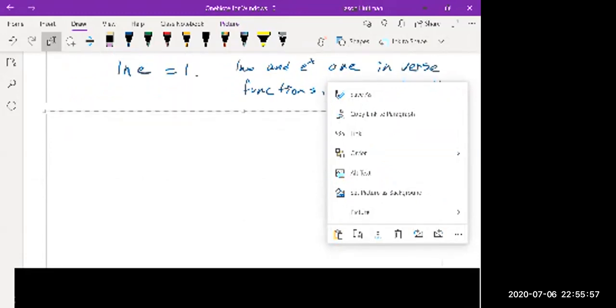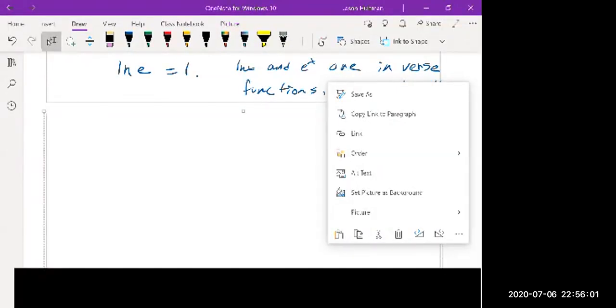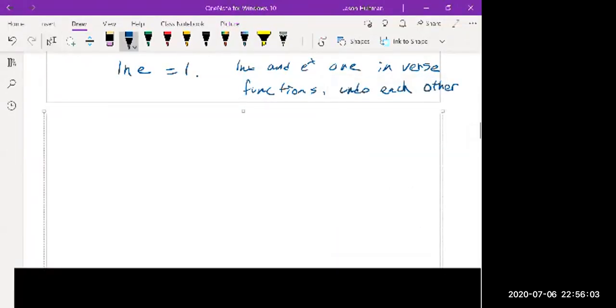Okay, we good? We good so far? Ready to do some calculus? Ready to jump in with both feet now? Okay, let's do some logarithmic calculus.